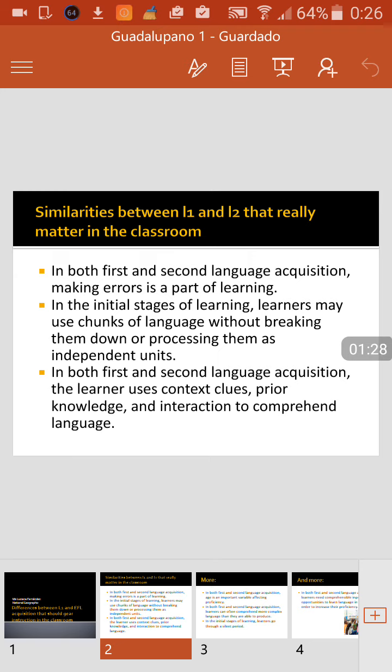In both first and second language acquisition, the learner uses context clues, prior knowledge, and interaction to comprehend language. This is the very spirit of Our World. You will see that students will learn language which is beautifully contextualized, and of course there will be lots of instances of interaction in the classroom so that they can make sense of everything they are learning.